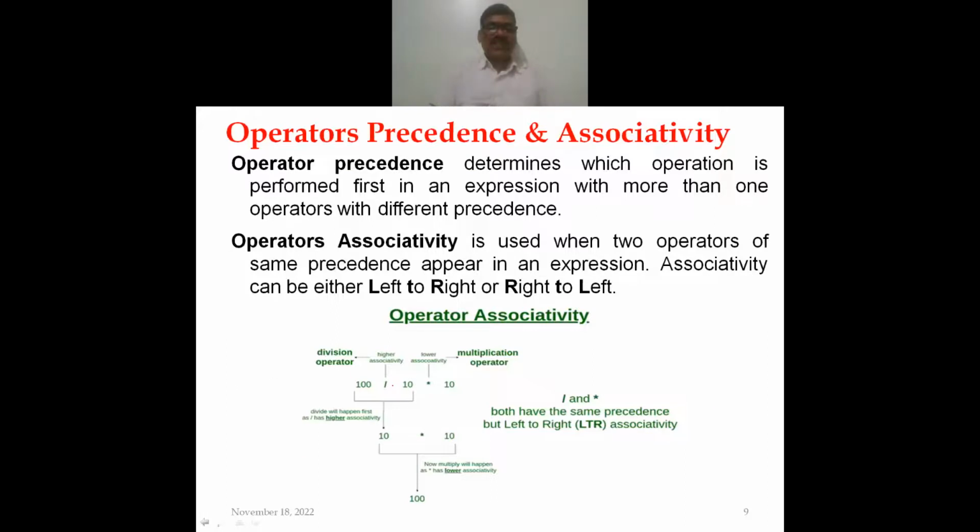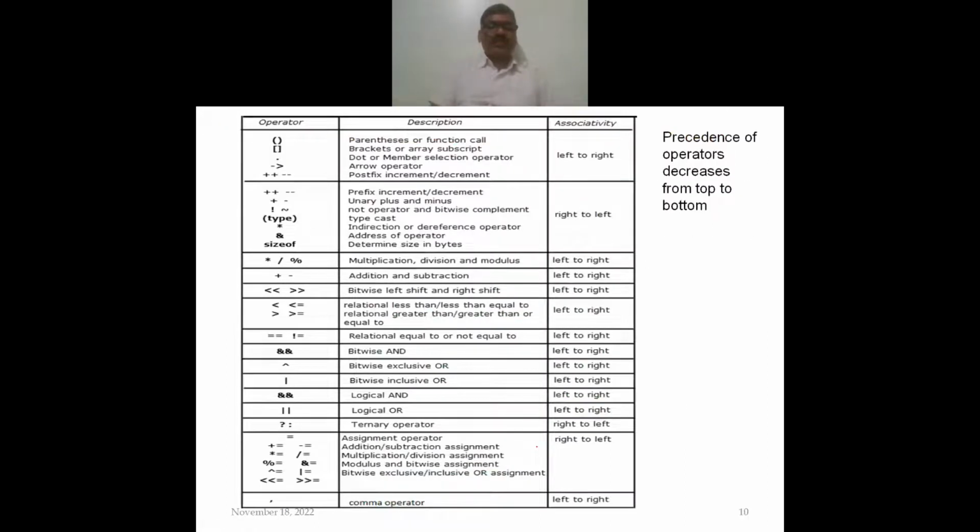For example, if you consider here, slash and star will have the same priority. Now the associativity of the arithmetic operators is left to right, so we have to evaluate slash first instead of star. This is how it works. That is operator associativity. This particular table describes all the different types of operators available in the C language along with their associativity as well as the precedence of the operators.